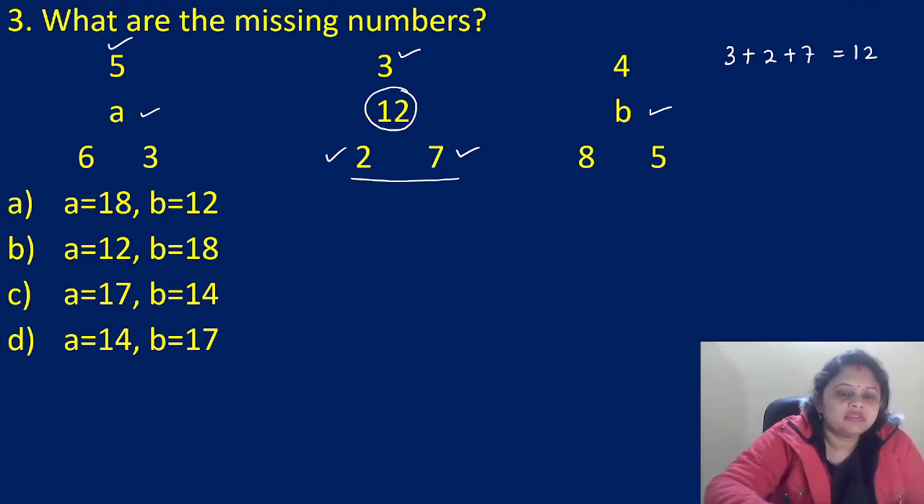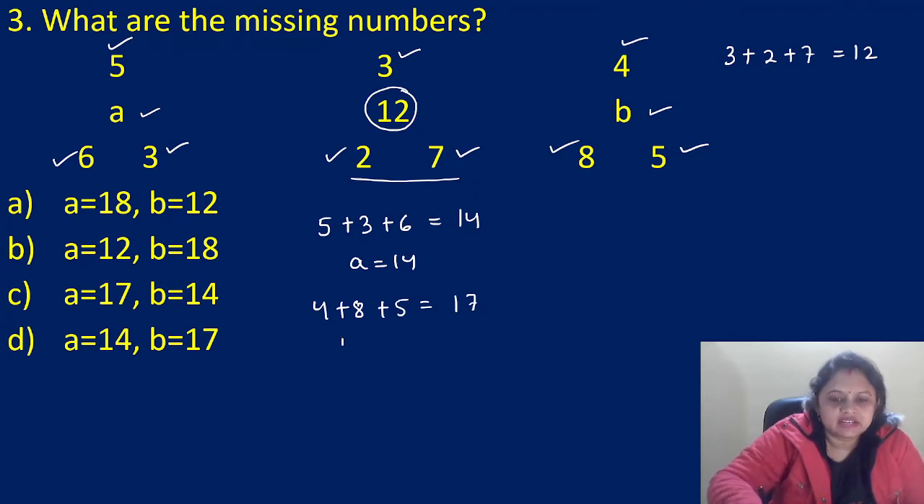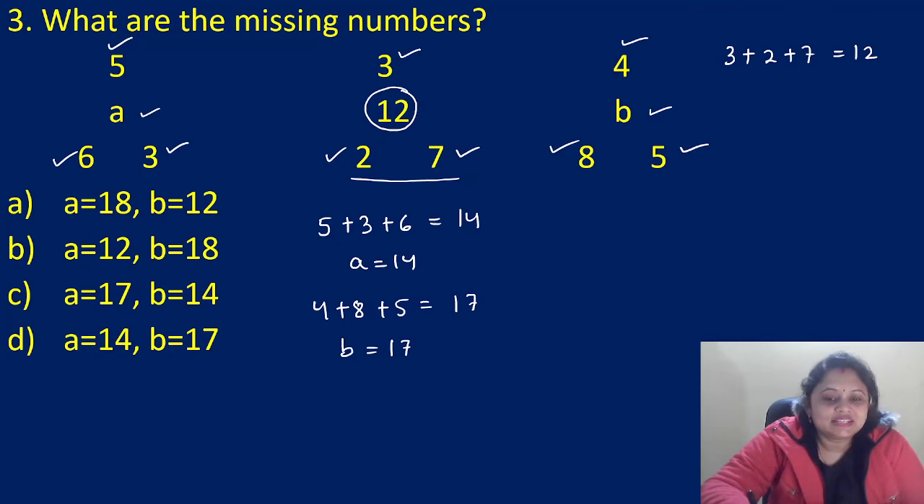Here 5 plus 3 plus 6. What is its value? Its value is 14. Okay. That means value of A is equal to 14. And here 4 plus 8 plus 5. Its value is 17. That means value of B is equal to 17. So we can say that A equal to 14 and B equal to 17.